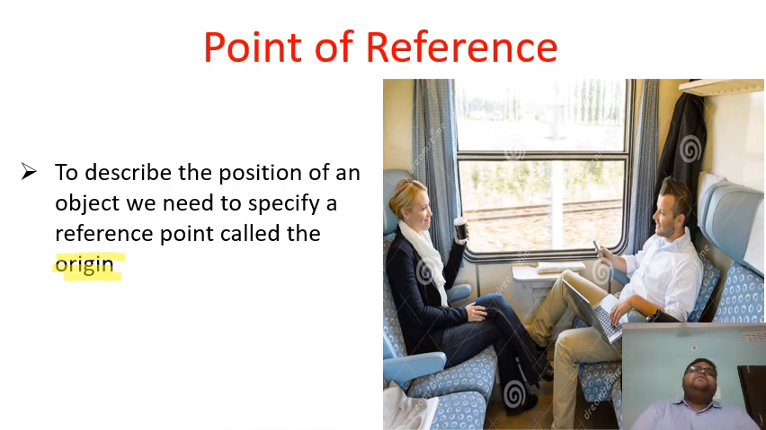So whenever we want to describe any type of motion, first of all we need to define the point of reference. So the point of reference is also called the origin, right students? The point of reference is called the origin. Yes, very good students. So now let's proceed.